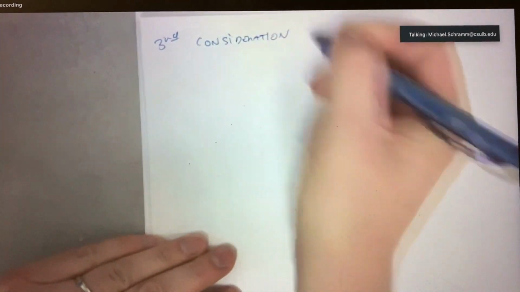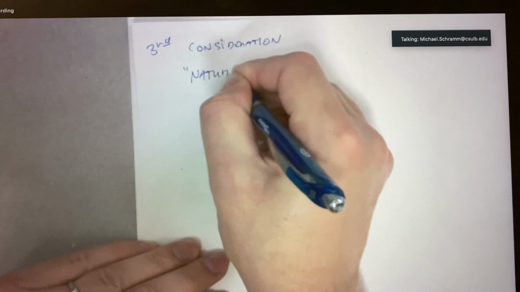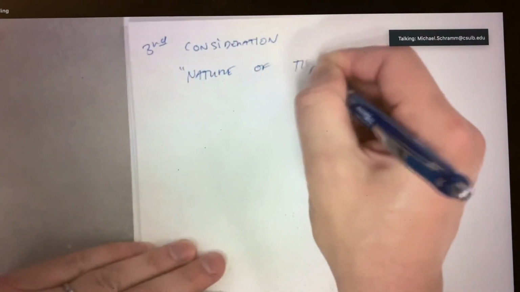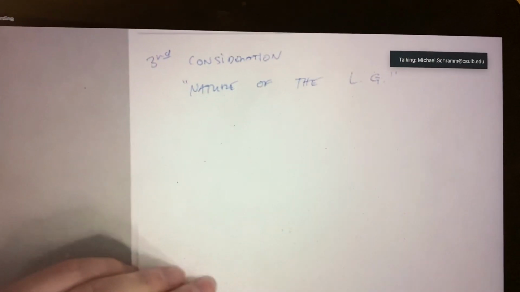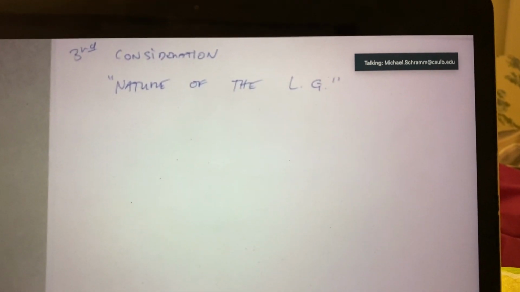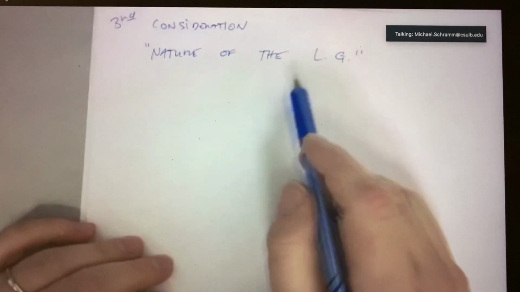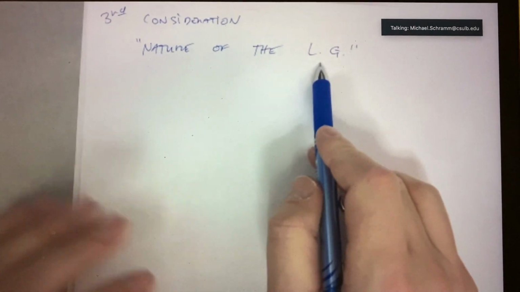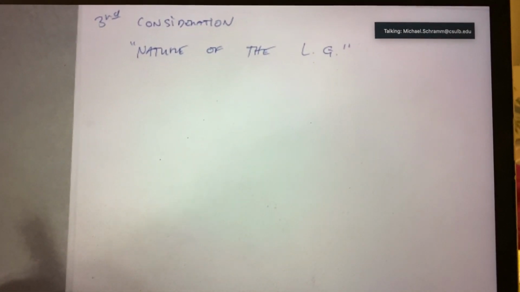For us to think about now is the nature of the leaving group. This is a new entity for us that we have to consider. Please be very careful not to confuse leaving groups and nucleophiles. They're going to look similar at times.